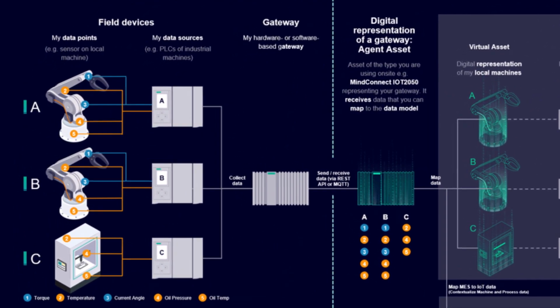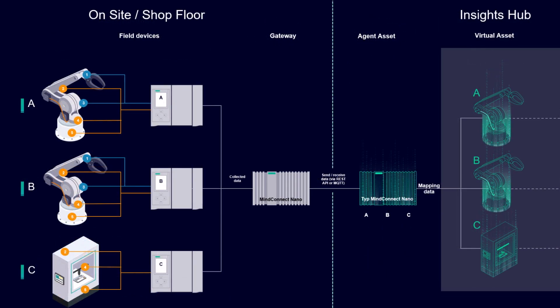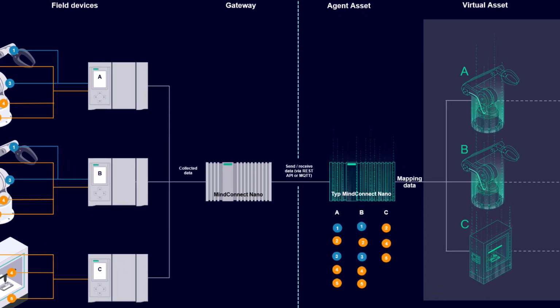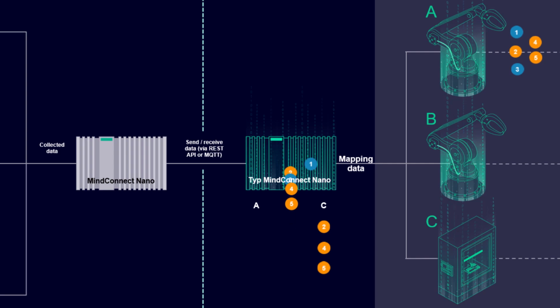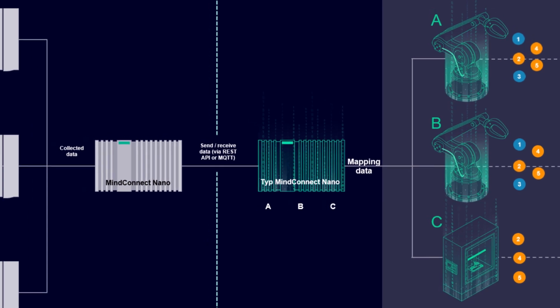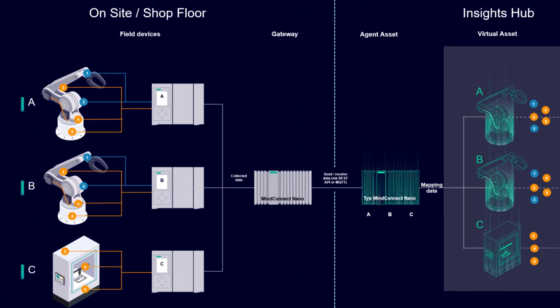In this scenario, data from various machines and robots on-site are collected centrally through a single gateway. This gateway then transfers the data to Insights Hub, where it initially arrives in the agent asset as a consolidated set of variables. Through mapping, you can assign each of these variables to a specific virtual asset, which is the virtual representation of your real machine. Ultimately, this capability makes your on-site architecture for collecting and transferring data to Insights Hub highly organized and straightforward.